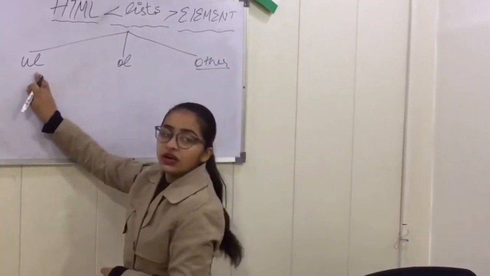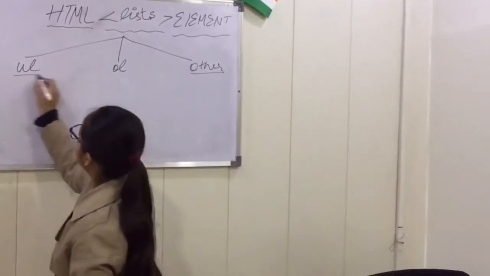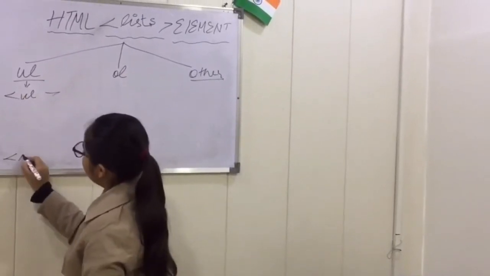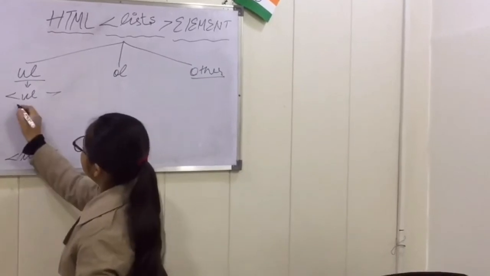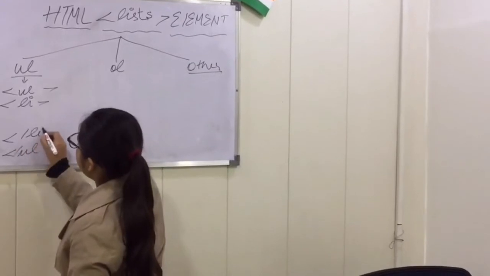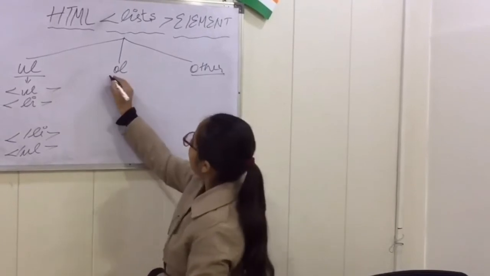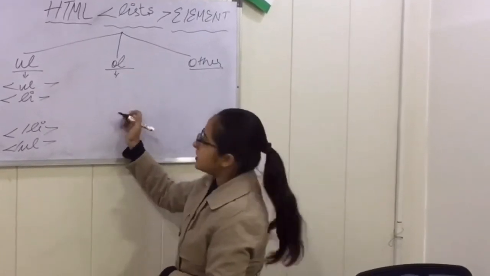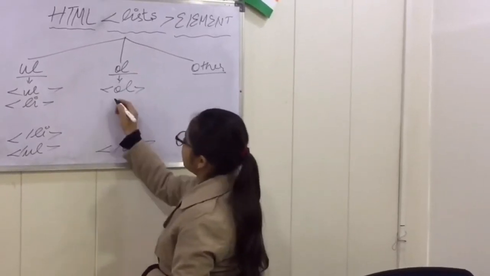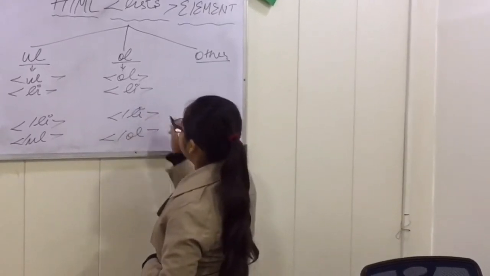So UL stands for unordered list, OL stands for ordered list, and the syntax of unordered list is UL tag start and UL tag close, like this. In this we will take listing, that is li, and li tag close, that is listing close in our unordered list. So now we will talk about ordered list. The syntax of ordered list is OL start, OL tag close, in between this li tag start and li tag closed.